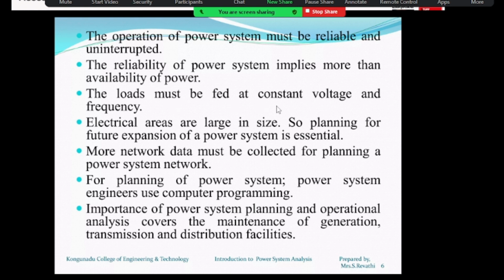The load must be fed at constant voltage and frequency. As I already told you, we have some nominal values. We have to keep the voltage and frequency at their nominal values. If it goes higher, it is going to affect the load, and if it goes lower, then it's also going to cause trouble for the loads. So the load must be fed at constant voltage and frequency. We must supply the voltage and frequency constantly to the loads.